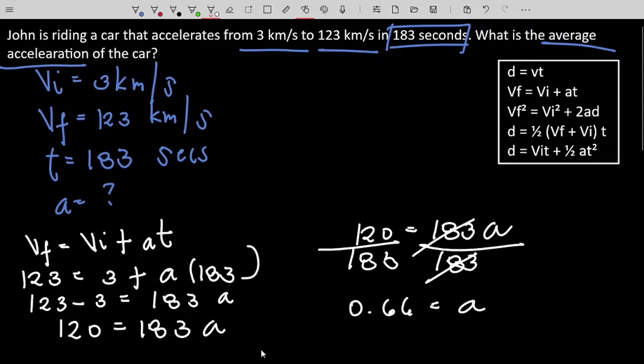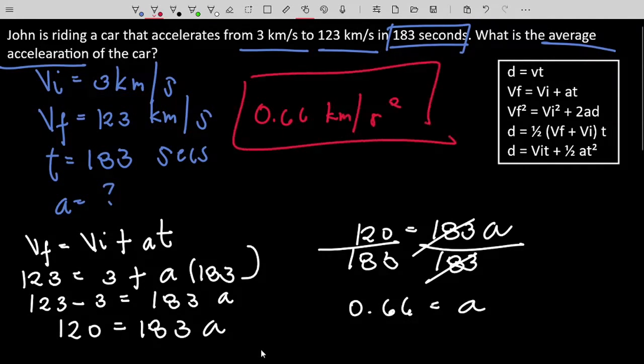So therefore, for this example, our final answer is 0.66 kilometers per second squared. So it only says that a John that is riding a car with an initial velocity of 3 kilometers per second and with a final velocity of 123 kilometers per second can travel up to 0.66 kilometers per second squared in 183 seconds. And that's how we do it.